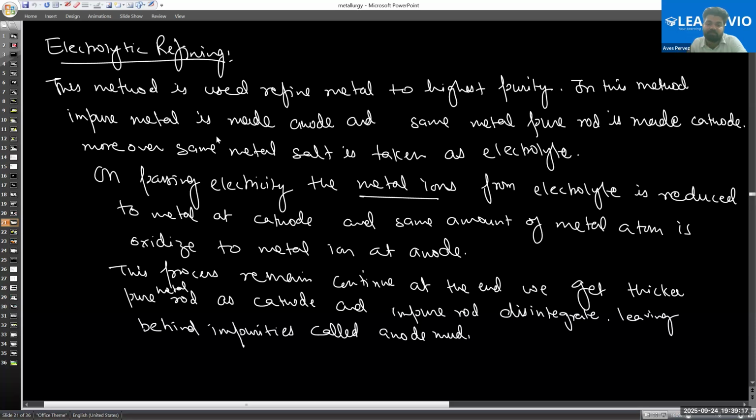Pass through it, and what happened? The positively charged ions in the electrolyte start moving. Let's say this is Cu2+. Suppose this is the metal rod, a pure thin metal rod.